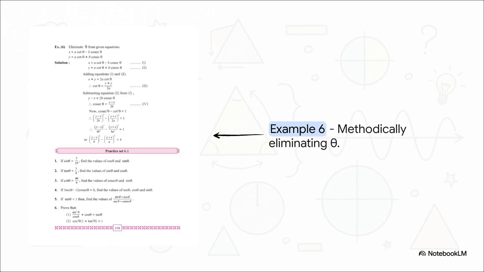Finally, example 6 introduces a very important, slightly advanced concept, eliminating theta entirely. We are given x and y in terms of cot and cosec. By smartly adding the equations together to isolate cot theta, and then subtracting them to isolate cosec theta, we can utilize our second fundamental identity: cosecant squared minus cotangent squared equals 1. By substituting our x and y expressions into this identity, poof, theta vanishes completely, leaving us with a very neat algebraic equation purely in terms of x, y, a, and b.